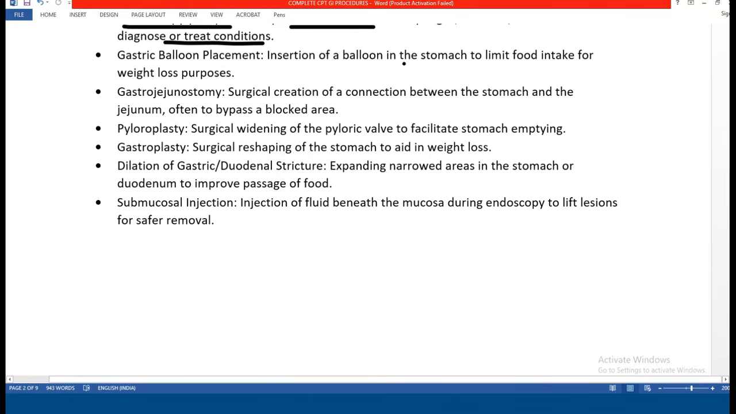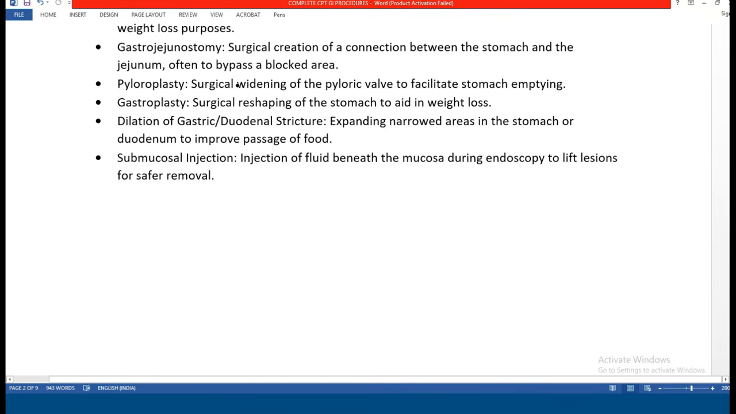Next, gastric balloon placement. Insertion of a balloon into the stomach to limit food intake for weight loss purposes is called gastric balloon placement. In the live coding, you will see codes for all these procedures. If you want to know the codes for the procedures along with these definitions, please mention it in the comment section. Next, gastrojejunostomy. Wherever you see stomy, we need to understand that it is an artificial opening.